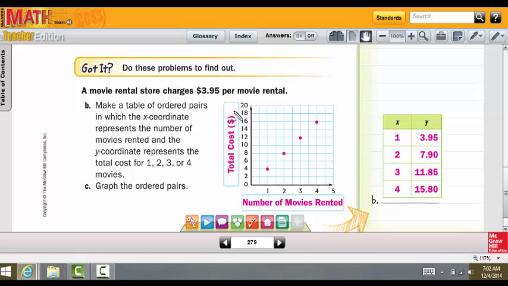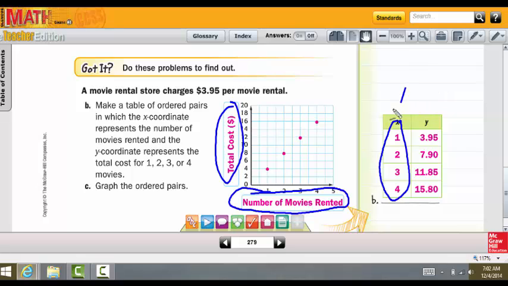As we talked about, this is our cost in dollars. On our x-axis, we have the number of movies rented. We put in our inputs of 1 through 4, multiplied it by 3.95 in every case, and we get 3.95 and then 7.90, etc. So then we graph 1 and 3.95, 2 and 7.9, 3 and 11.85, and 4 and 15.8. And we have our graph.